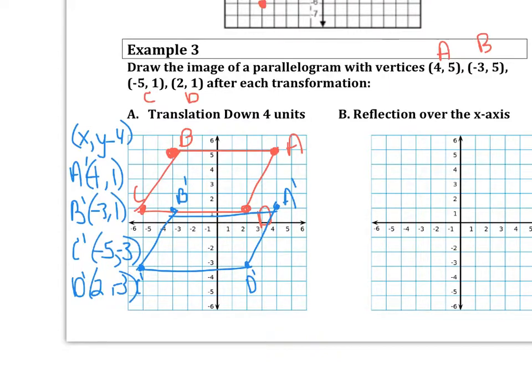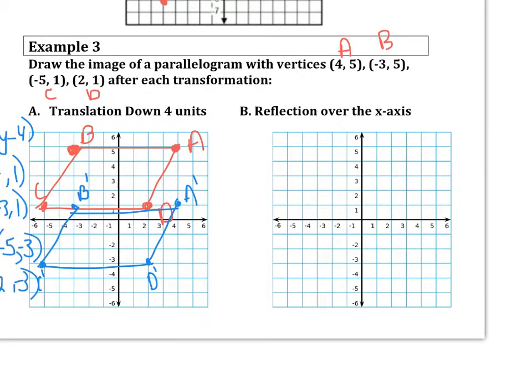Okay, next we're taking the exact same figure, so I'm going to plot the original points again. So A is 4, 5. B is -3, 5. C is -5, 1. And D is 2, 1. We're going to connect them. And then we're going to reflect over the x-axis.